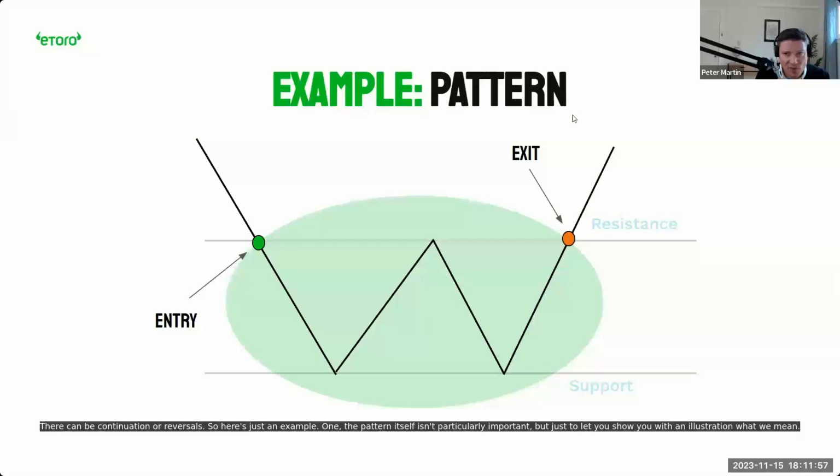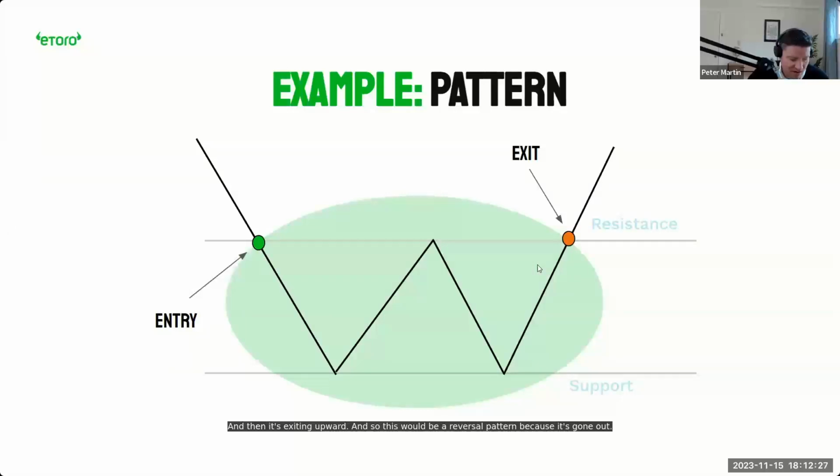So here's just an example. The pattern itself isn't particularly important, but it's just to show you with an illustration what we mean by all those different terms we're talking about. Here we have a pattern with price entering from above, and the pattern is the highlighted section. We can see that it's bounded above by resistance and support below, and then it's exiting upward. So this would be a reversal pattern, because its price, falling initially, has ended up with the price rising. So the price has reversed.